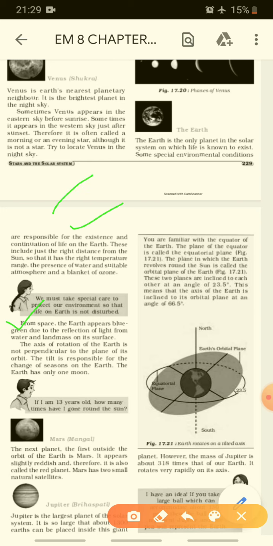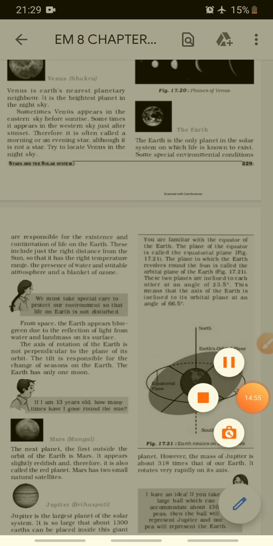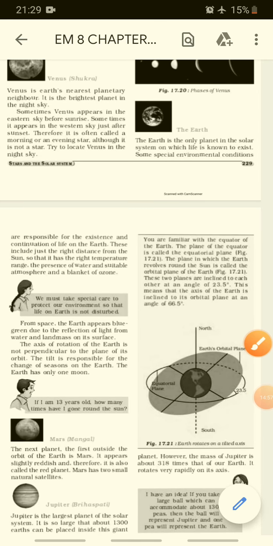See, our earth is tilted, right? So when the sunlight falls, we experience day and night. We all know it. So it is not perpendicular. The rotation of the earth is not perpendicular to the plane of its orbit. The tilt is responsible for the change of seasons on the earth.